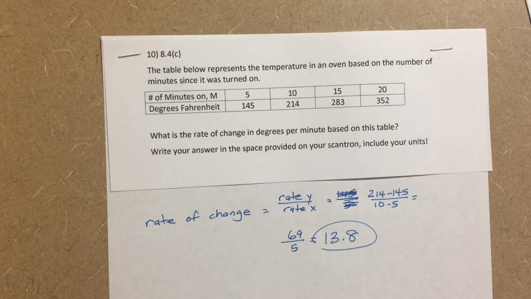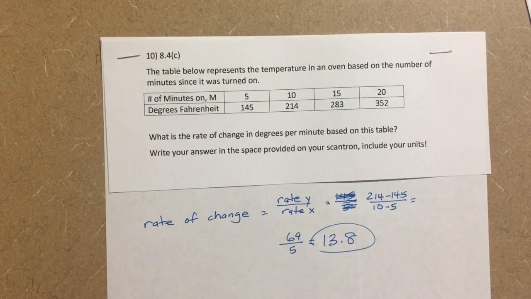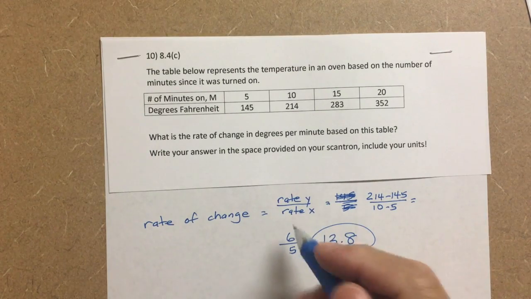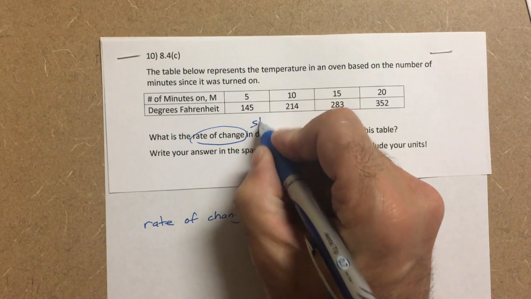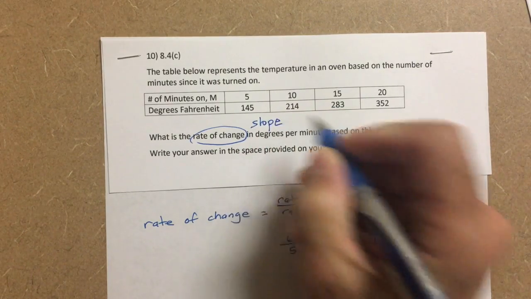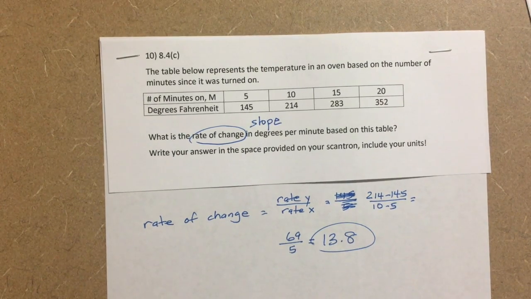This is Unit 4 Test Corrections, Problems 10, 11, and 12. Number 10 is asking for the rate of change, or slope, in degrees per minute based on the table.